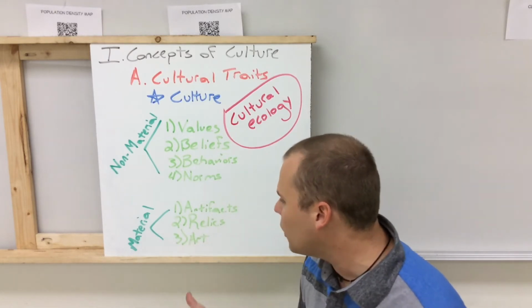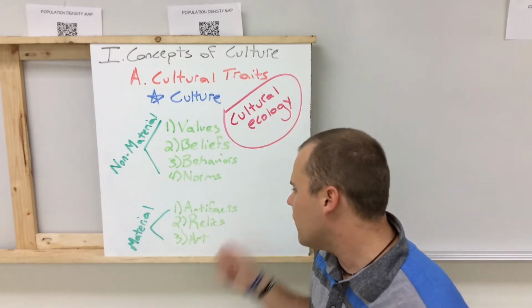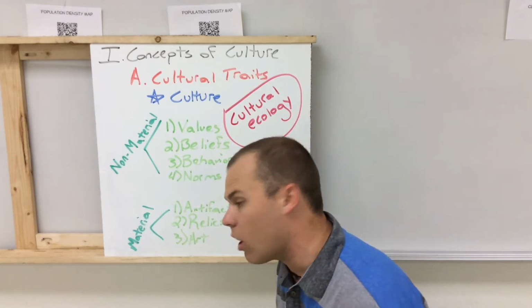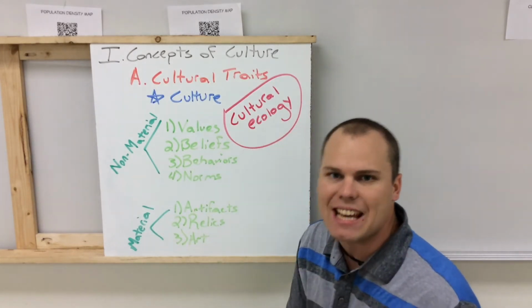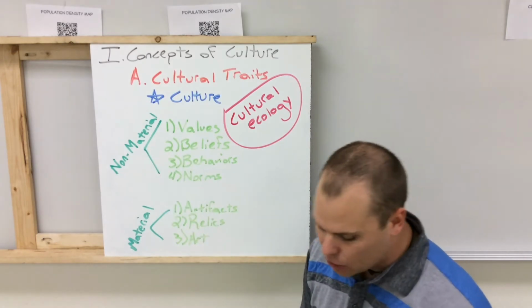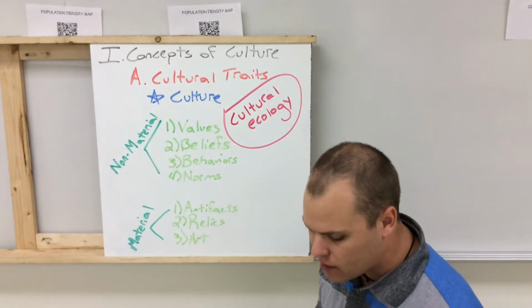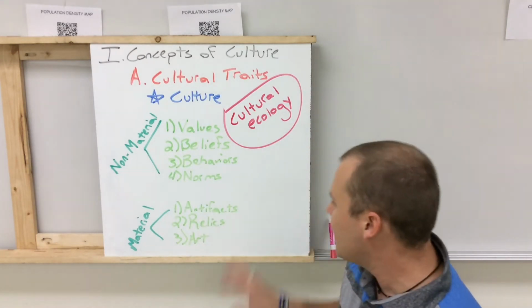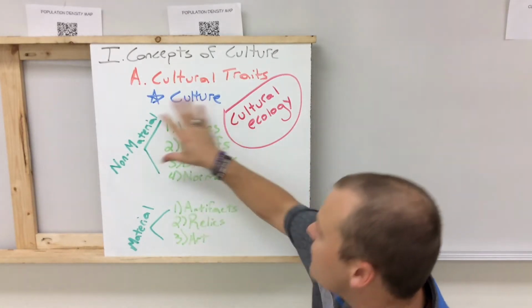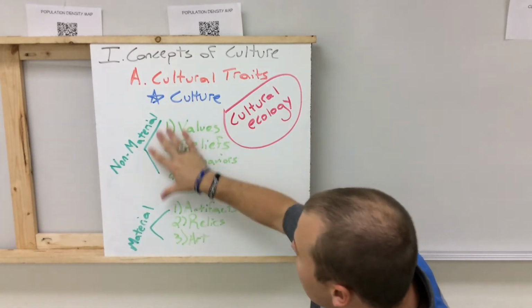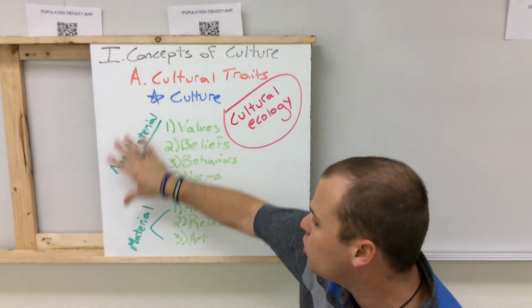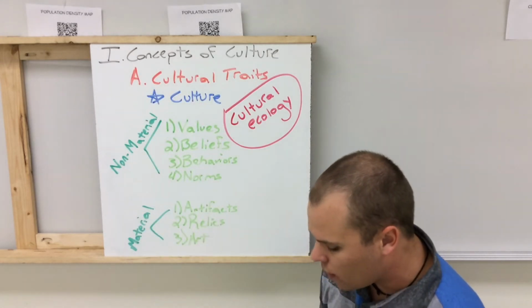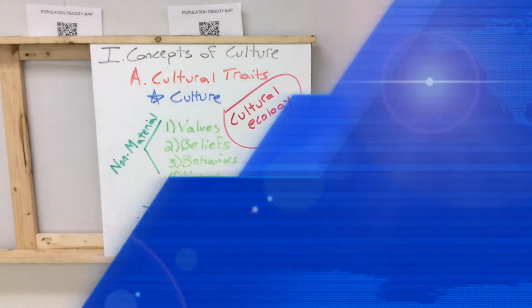There are also material elements of a culture. These are things like artifacts, relics, and art. These are the actual material things. Non-material things are kind of like your ideas. Your material things are your material types of cultures. These can reflect these, because the non-materials are going to change the material culture that you actually see.